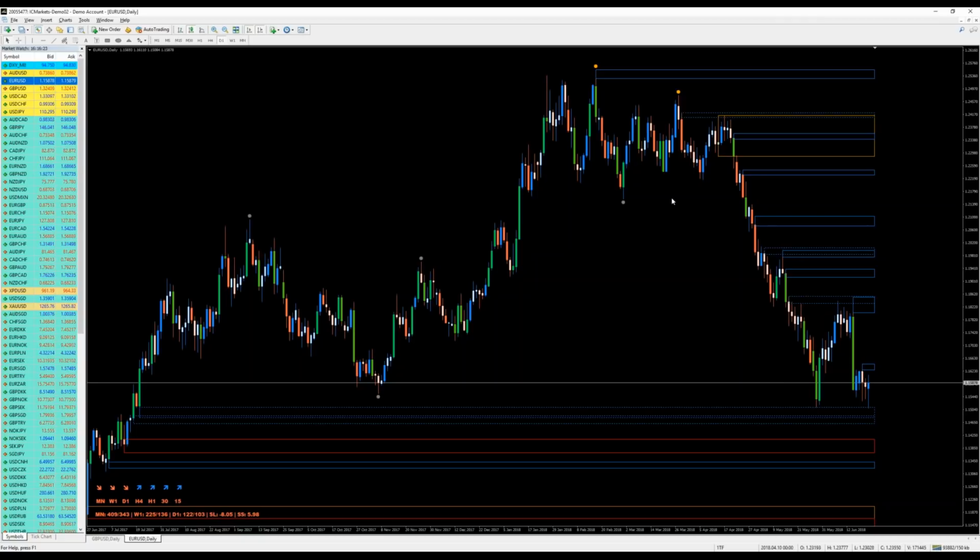Okay, let's not go backwards. Let's continue. So here we are now with a potential double, triple bottom, getting a reversal candle. How do you play a move like this? What would be your expectations for a move in euro now?